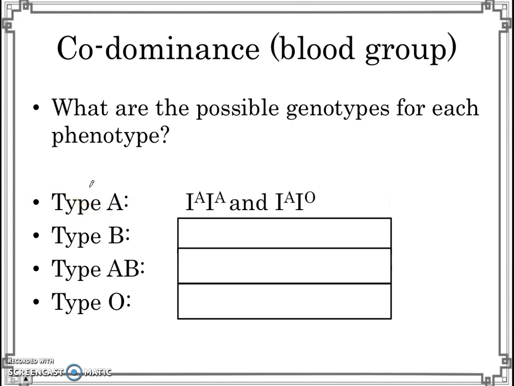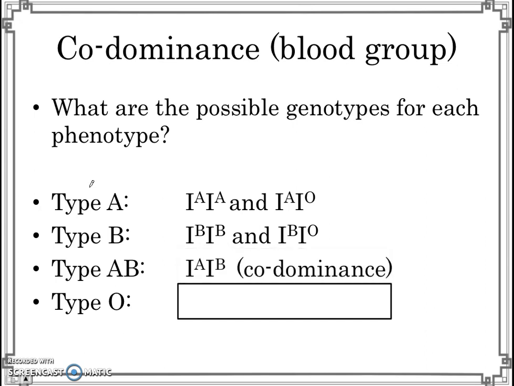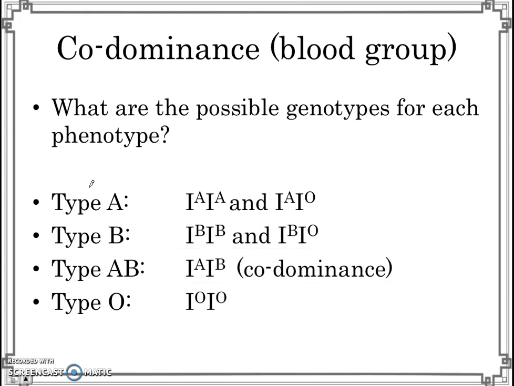He could be either IAIA or IAIO. If he's blood type B, he could be either IBIB or IBIO. But if a person is blood type AB, he can only be genotype IAIB. And if a person is blood type O, he can only be genotype IOIO. So if we see a person with blood type AB or O, we can be fairly certain of their genotype.